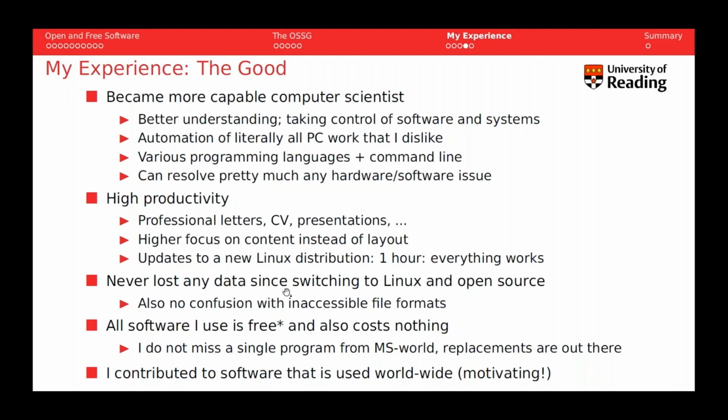And I'd say I've never lost any data since I switched to Linux and open source, but I lost a couple of things when I had Windows, in terms of inaccessible file formats, where I couldn't find a program anymore that used it, and the program was not supported anymore in the new Windows or whatever. So yeah, all the software that I use professionally is free and costs nothing. Yeah, I pay for my games nowadays because I can afford it, which is great, on my Windows machine. Yeah, so I do not miss a single program in my professional environment for Microsoft Word. There are all the replacements for it.